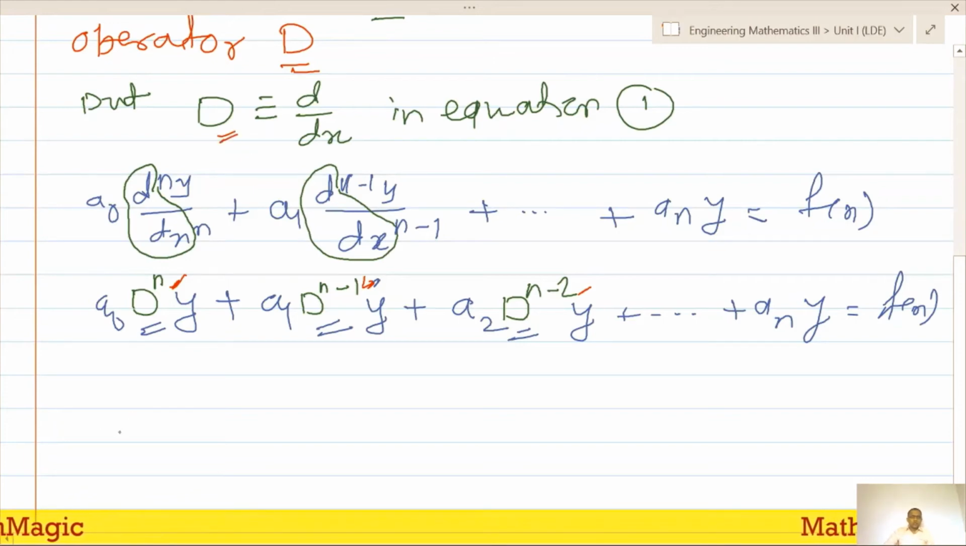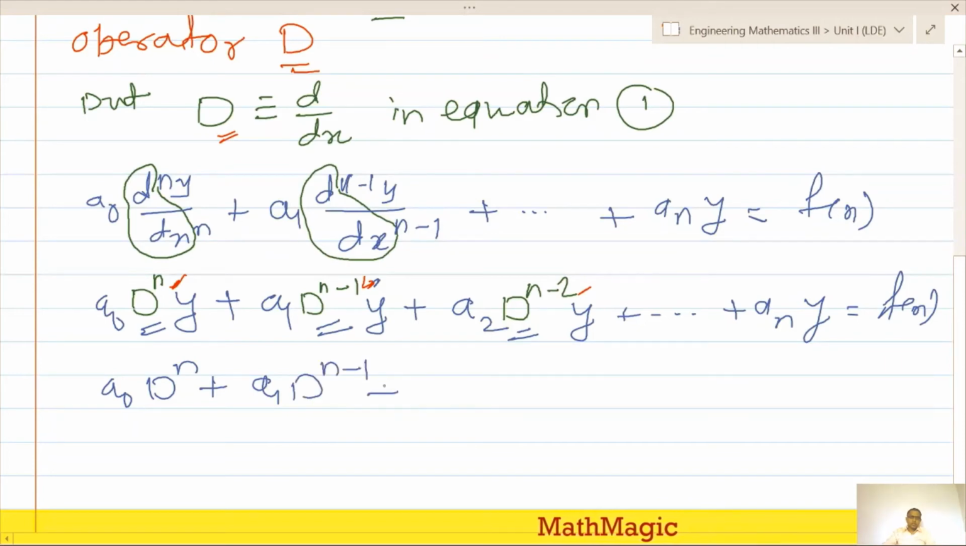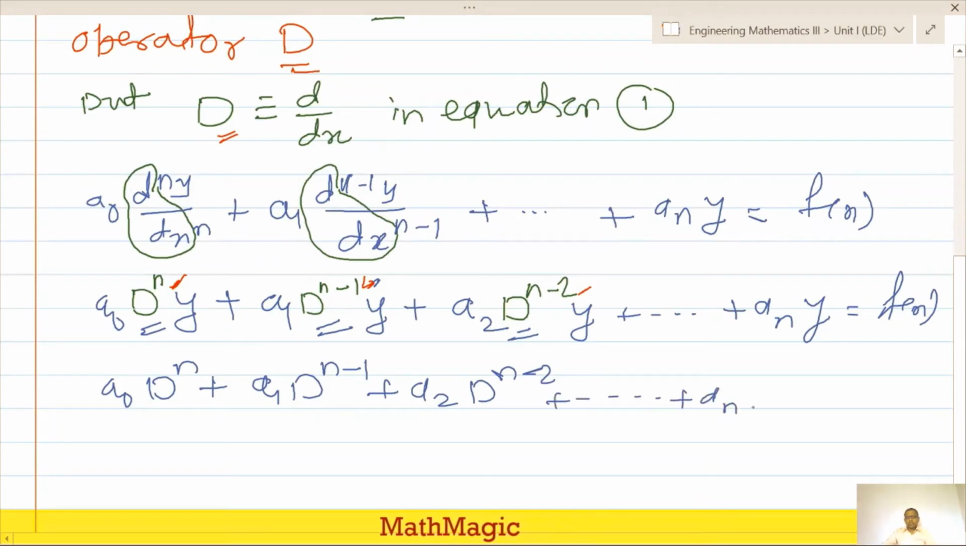Okay, now take y common. So what do I get here? a naught D raised to n plus a1 D raised to n minus 1 plus a2 D raised to n minus 2 plus up to an, bracket complete, y. This is equal to fx. See, what is this bracket? This is actually a polynomial in D.